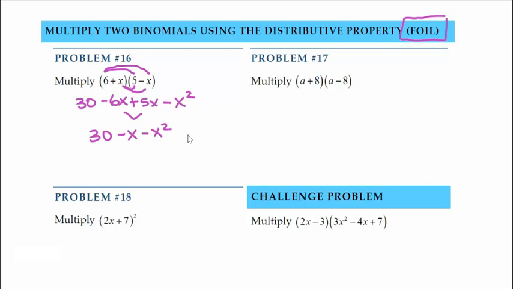Now, if it asks you to write it in descending order, that means you need to start with the highest exponent, then the next highest, and the next highest. So if it wanted it written in descending order, it would be written as negative x squared, right? That negative, whatever that sign is in front of it, has to stay with it, minus x, and then this is a positive 30, so plus 30. Okay, so either way is correct. The only thing is on the homework, if it asks for it to be in descending order, make sure you write it like this. But both ways are completely acceptable.